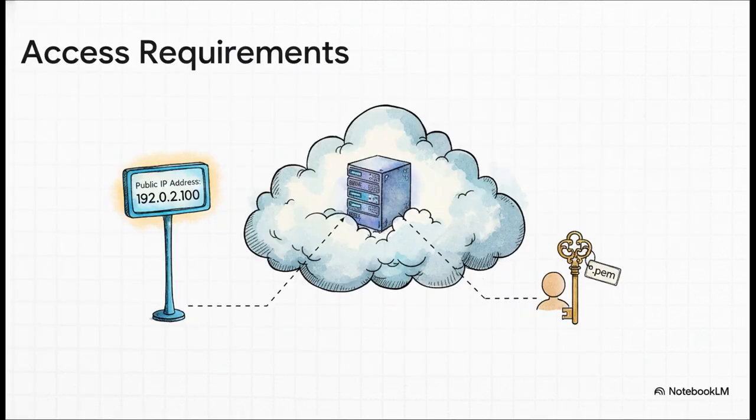And to make that connection happen, you need two critical things. First, you need the server's public IP address so you know where to go. And second, you need your private key, that little file ending in .pem. This thing is your non-negotiable proof of identity.